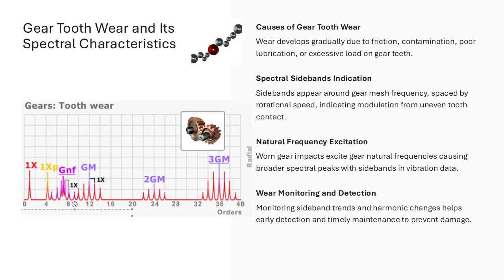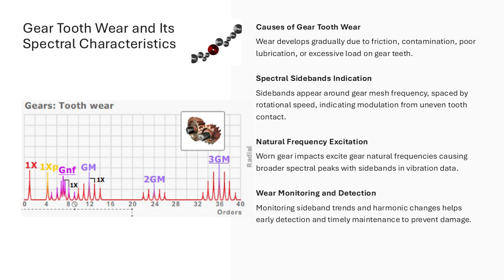Gear tooth wear is one of the most common gearbox faults and develops gradually over time due to friction, contamination, inadequate lubrication, or excessive load. As tooth surfaces wear, the stiffness of the gear mesh varies periodically as each worn tooth engages, introducing modulation into the vibration signal. In the frequency spectrum, tooth wear is typically characterized by the appearance and growth of sidebands around the gear mesh frequency and its harmonics.